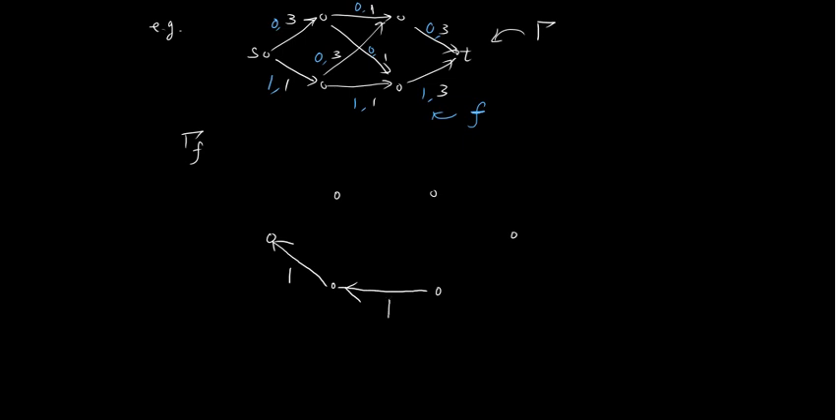So the middle one, it is full of capacity, and we are not going to increase it. But the last one, the capacity is 3, the flow is 1, so we can still increase the flow by 2. But meanwhile, it's also possible to decrease the flow by 1.